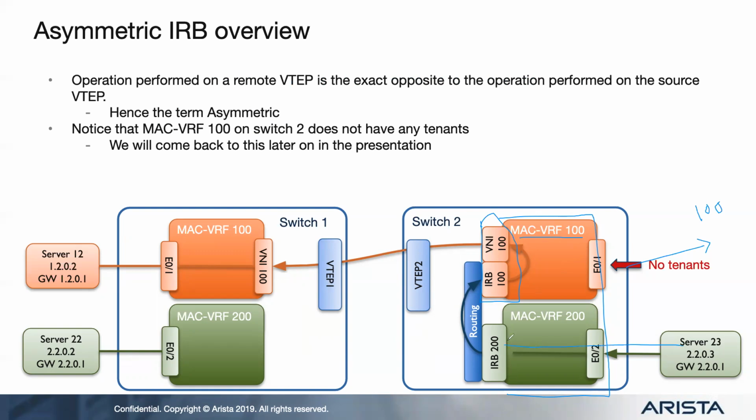It will send to the gateway, right? It will route the packet into 200 to 100. SVI is also present here. And from there, it will bridge the packet to the end host, right?